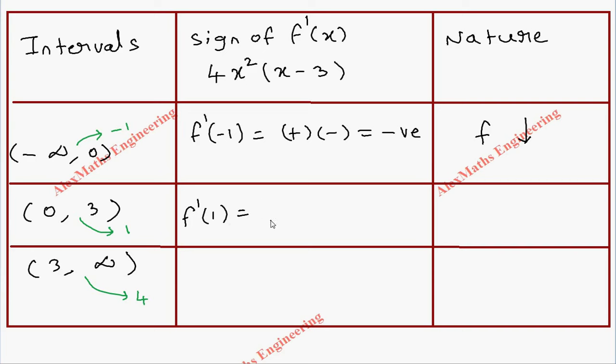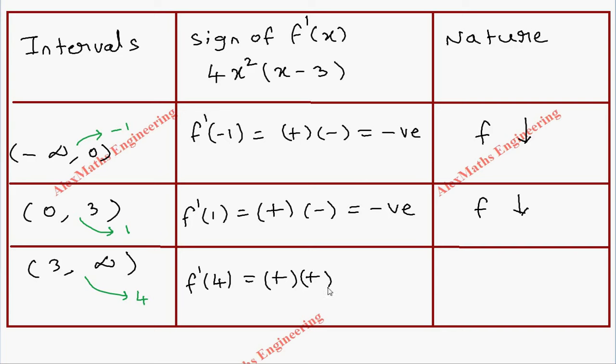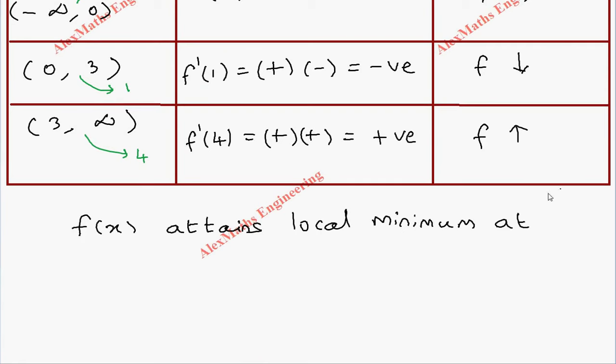Similarly, f dash of 1. The first term will become positive anyway because it is x square, and 1 minus 3 is also negative. So totally, plus into minus will give us minus, and the function is decreasing. And here, f dash of 4: the first term is positive and the second term 4 minus 3 is 1, which is also positive. So we get positive, it means the function is increasing. So it keeps on decreasing, then from 3 onwards, it starts increasing. It means it attains the local minimum at x equal to 3.